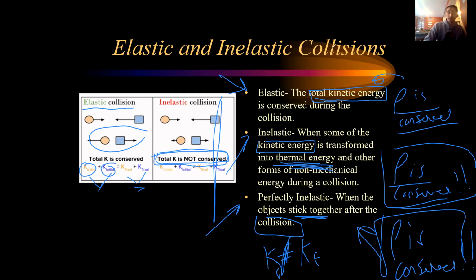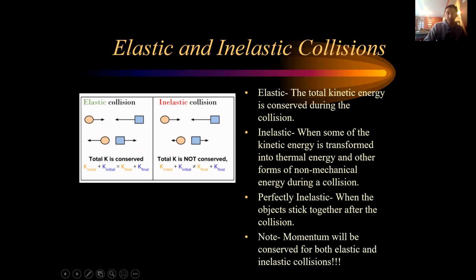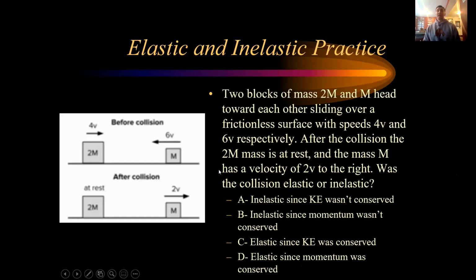Okay, let's go ahead and look at this. Momentum conserved for both. Okay, good. All right, so we have two blocks, mass 2m and m, heading towards each other, sliding over a frictionless surface with speeds 4v and 6v, respectively. After the collision, the 2m mass is at rest and the m mass has a velocity of 2v to the right. Was the collision elastic or inelastic?